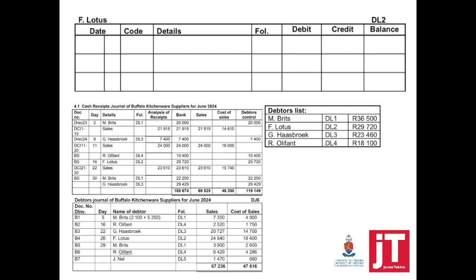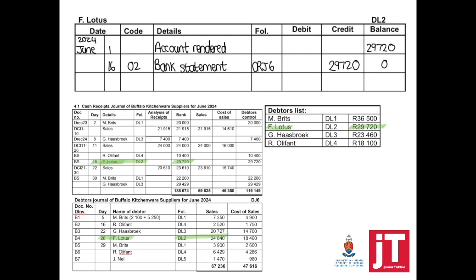For debtor number 2, F Lotus, we start with the balance on the 1st of June 2024, account rendered 29,720. On day 16, bank statement from the cash receipts journal number 6, 29,720 was received from this debtor, so his outstanding balance is 0. On day 26, invoice number B4 from the debtors journal number 6. The total amount 24,840, and that is the balance.